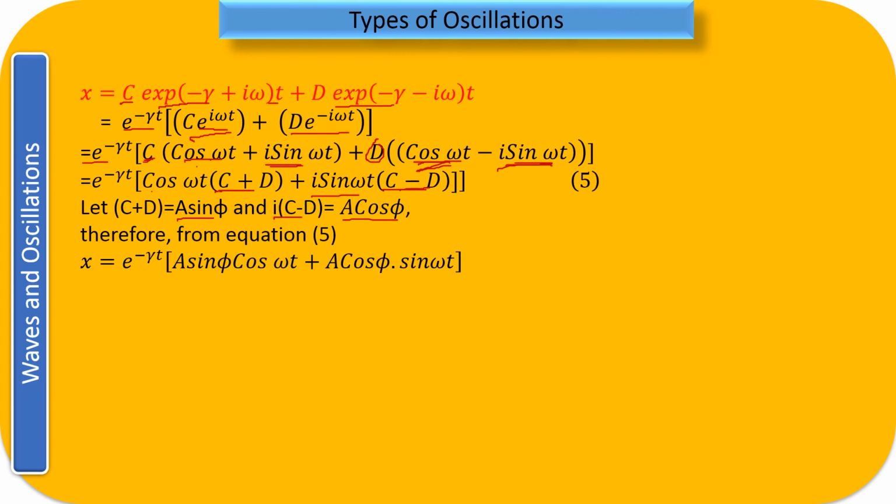Then what we are getting is e power minus gamma t times A sin phi into cos omega t, because instead of C plus D I have taken A sin phi, and similarly here you have A cos phi into sin omega t, because for I times C minus D I have written A cos phi. Now A of course is common. This is your sin A cos B plus cos A sin B, so this is sin of A plus B. So A e power minus gamma t sin of omega t plus phi. This is the solution for this equation. So what will be the equation for the displacement?